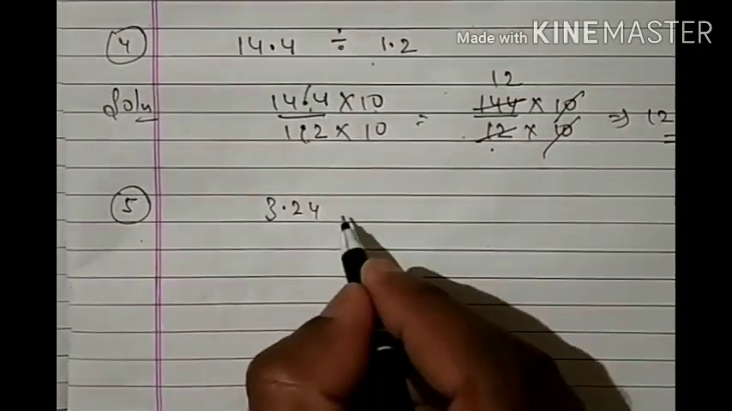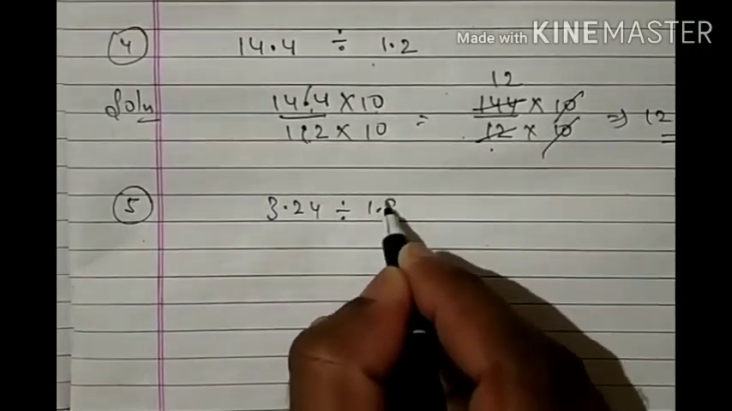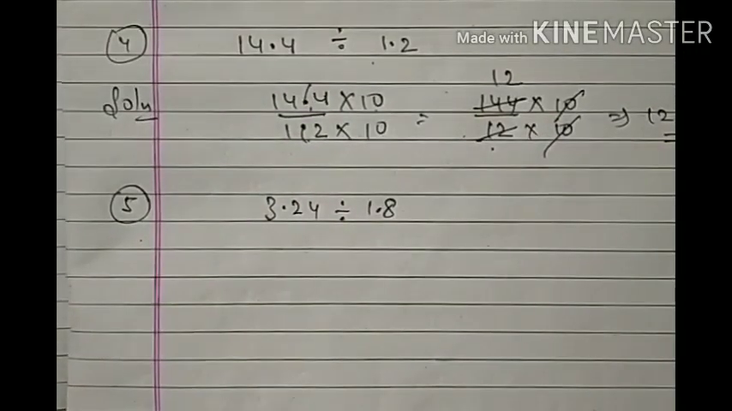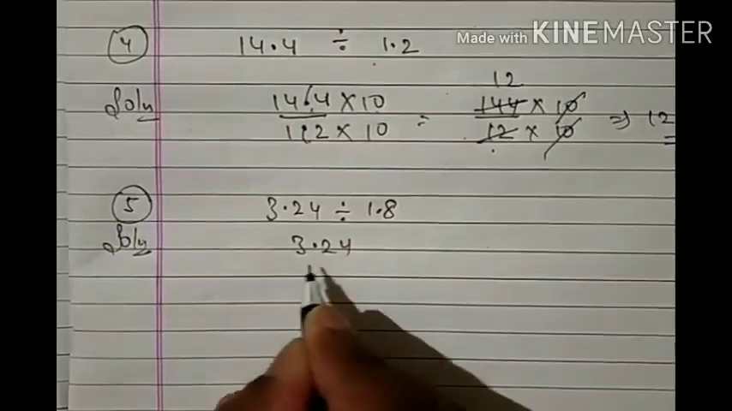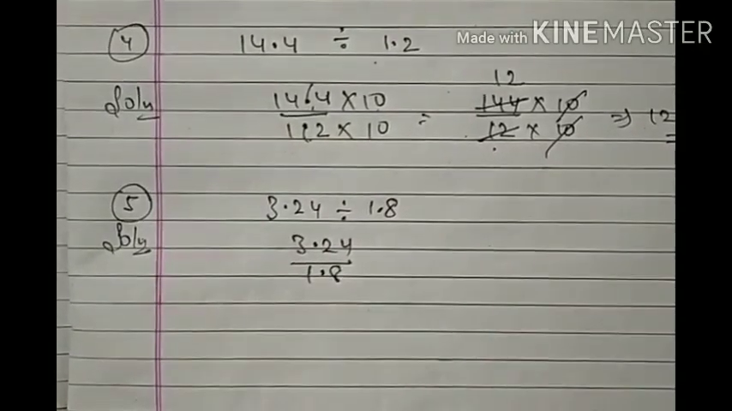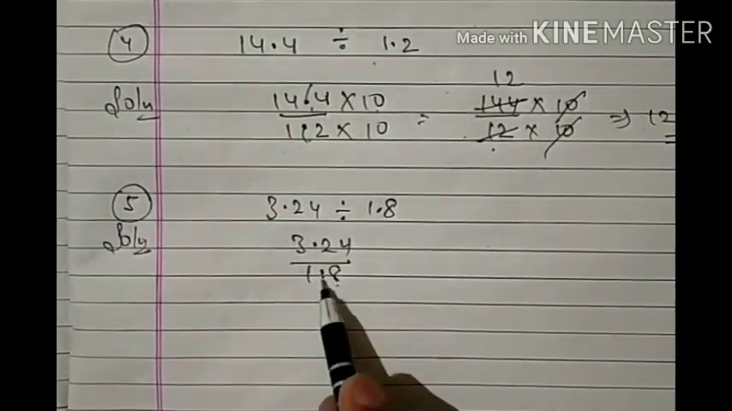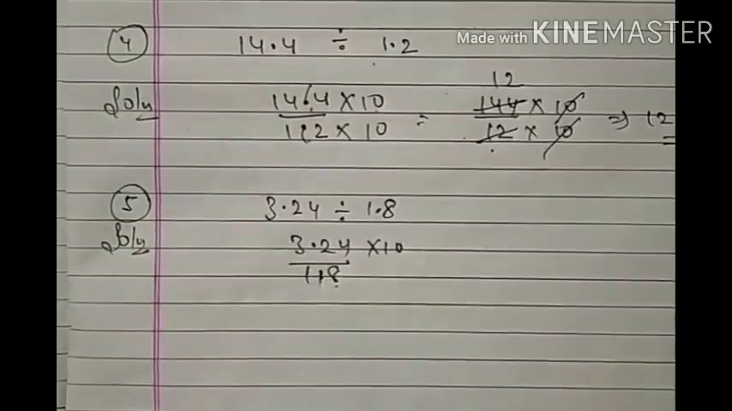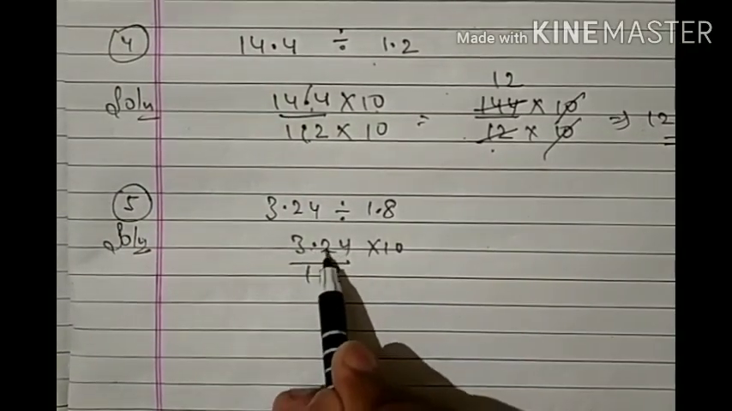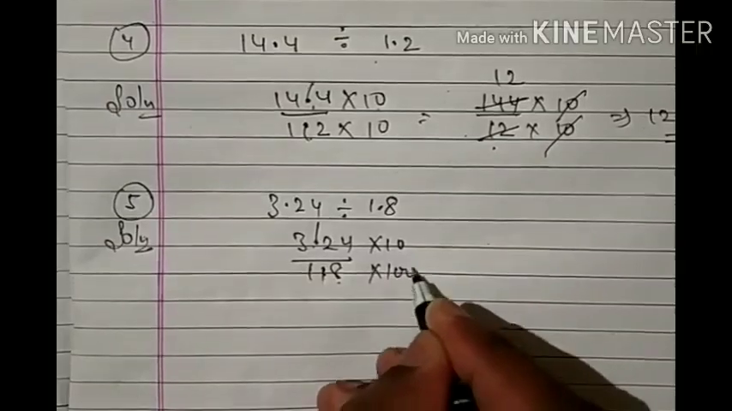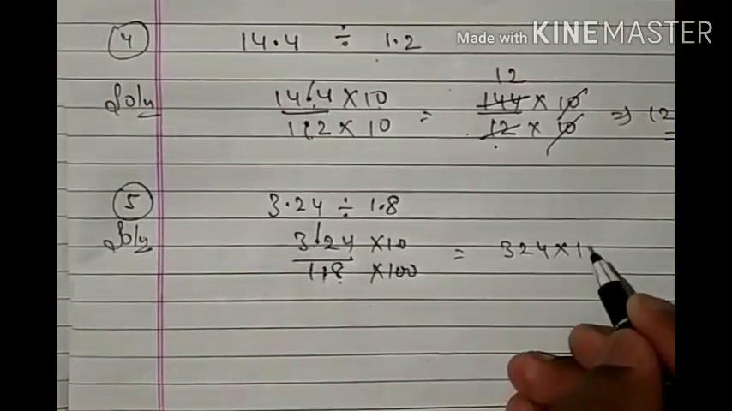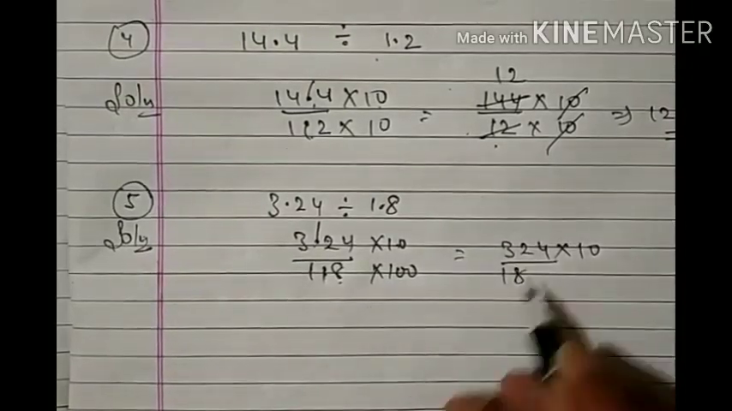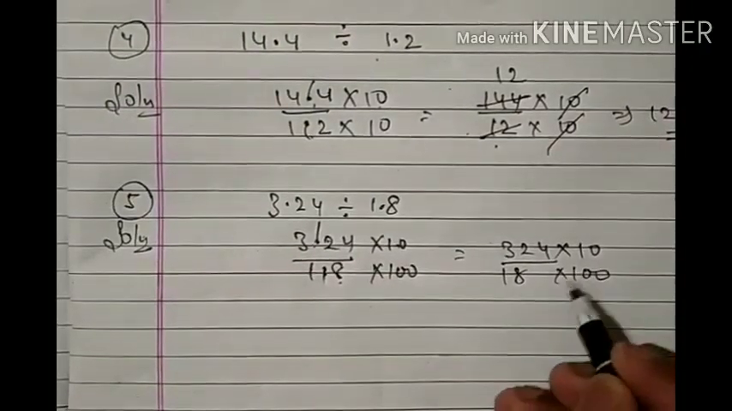3.24 divided by 1.8. We can solve it very easily. We will write 3.24 divided by 1.8. When we remove this decimal, ones, tens. When we remove this decimal, ones, tens, 100. What do we get? 324 multiplied by 10 divided by 18 into 100.